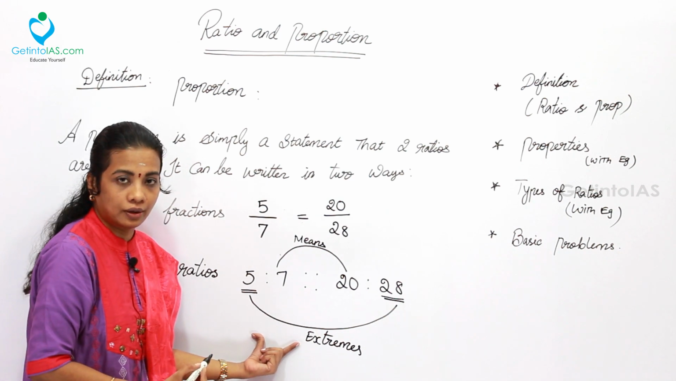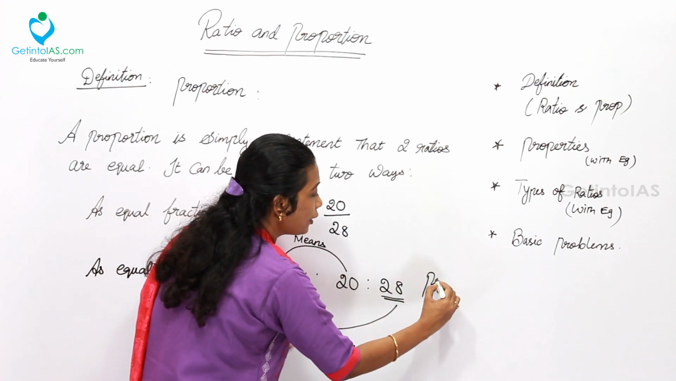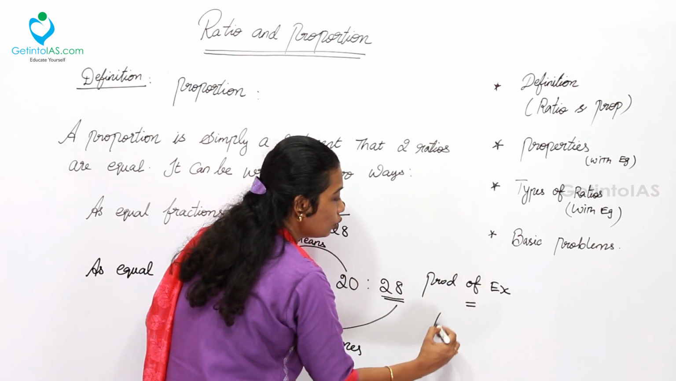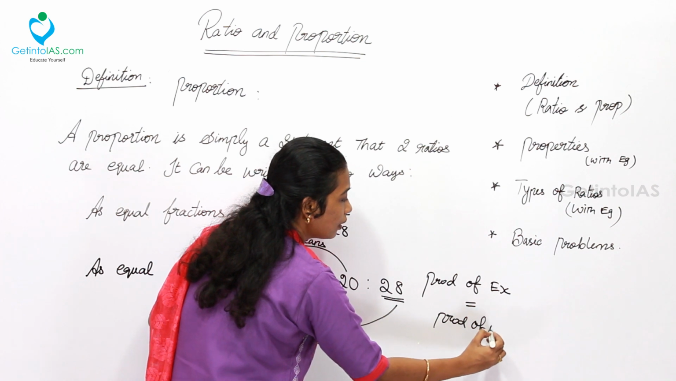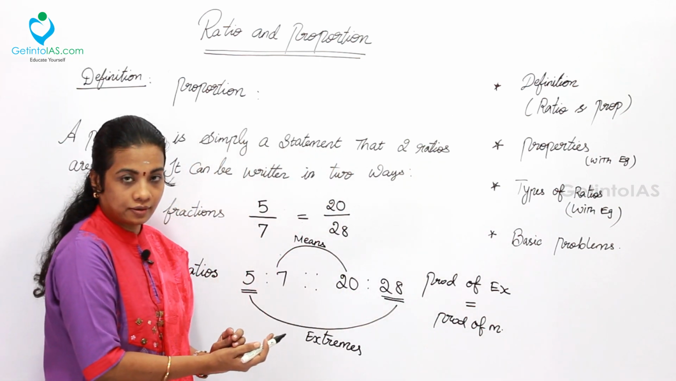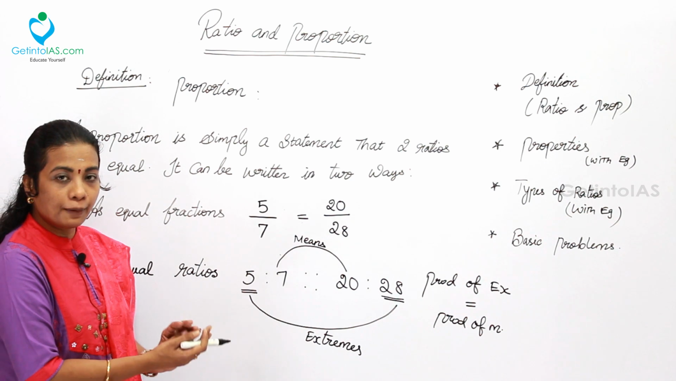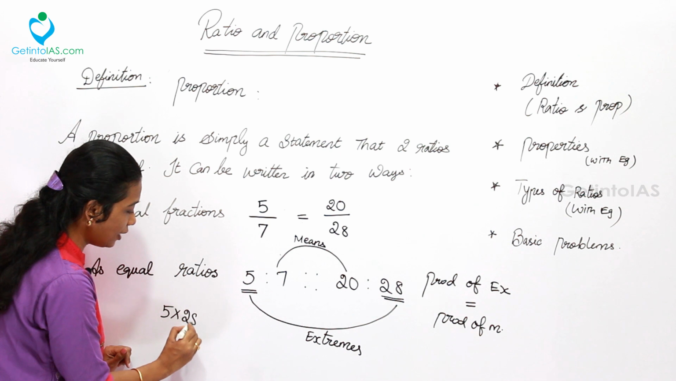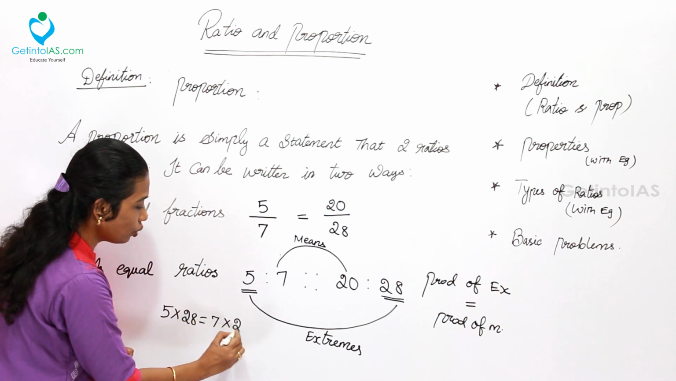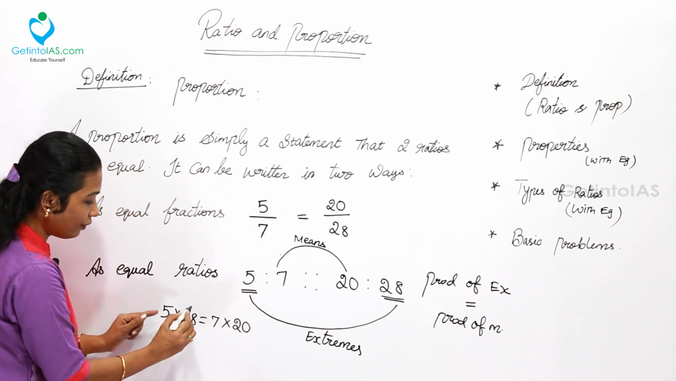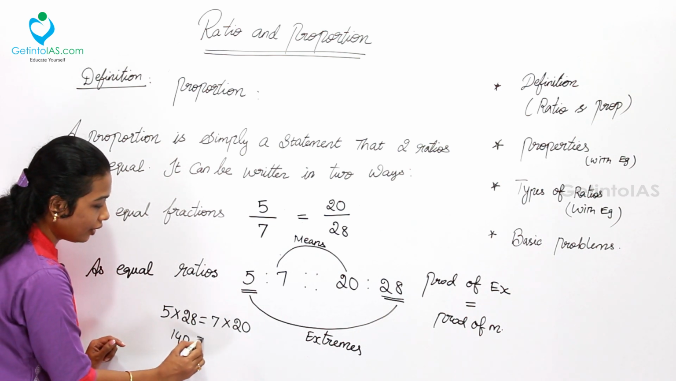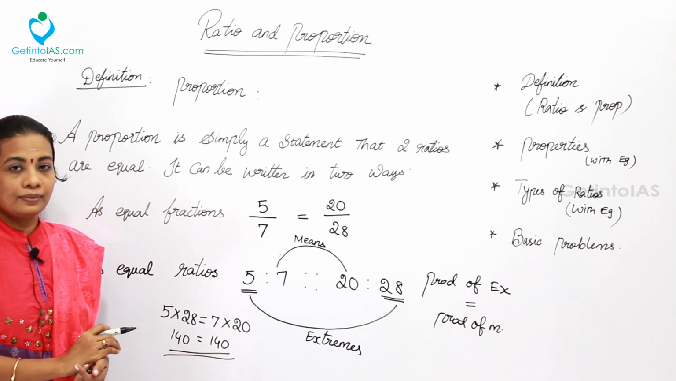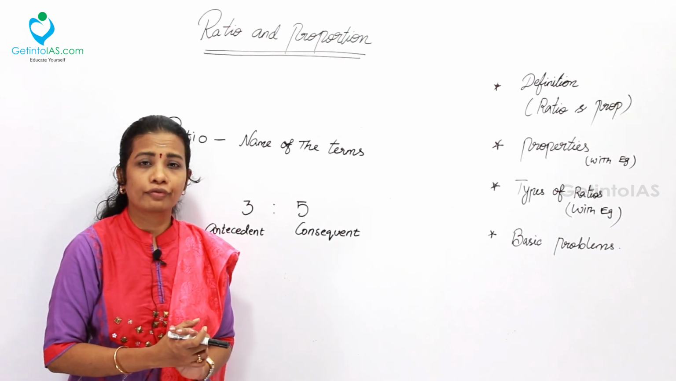So, in a proportion, the product of extremes will always be equal to the product of means. That is the rule behind any proportion. So simply 5 into 28 will be equal to 7 into 20. 5 into 28 is 140. Also 7 into 20 is 140. That's it.